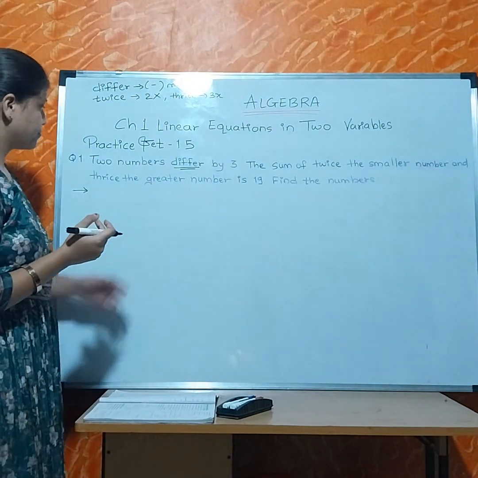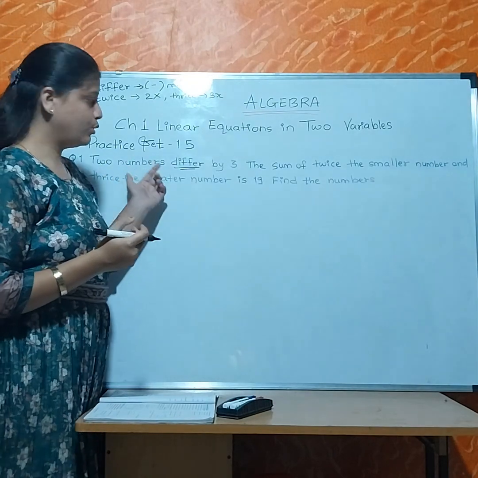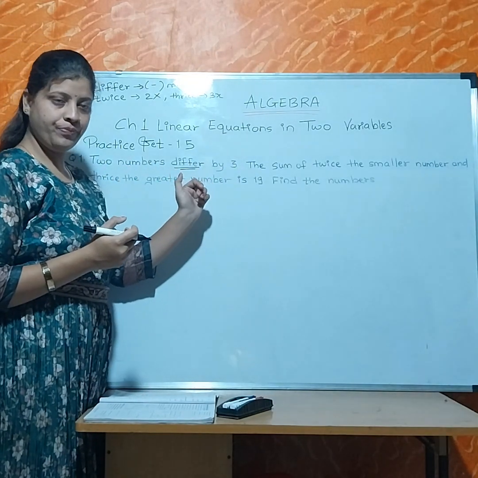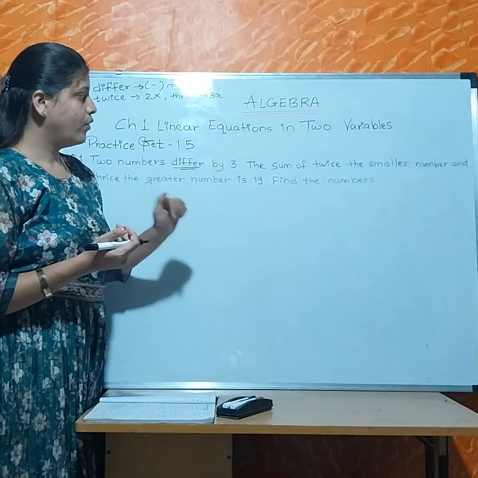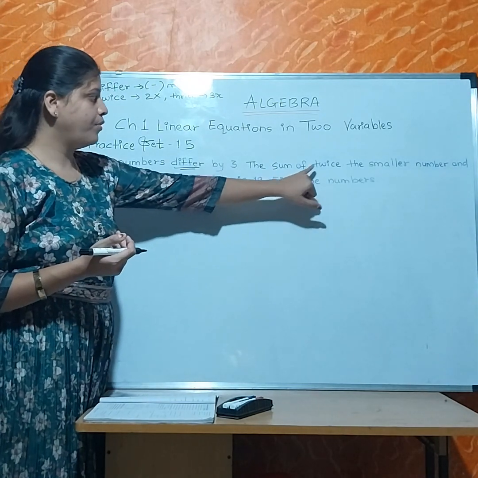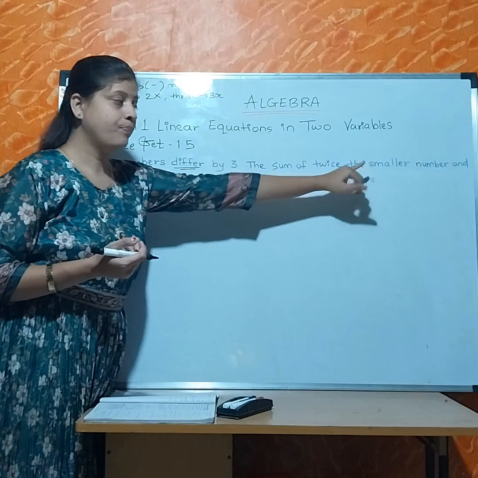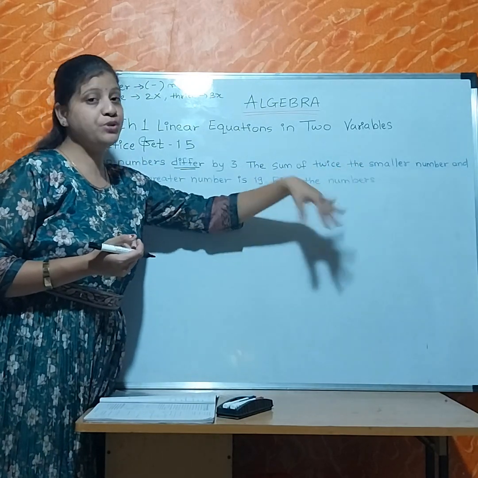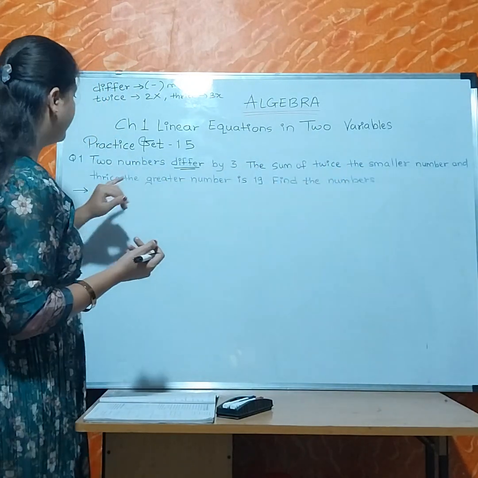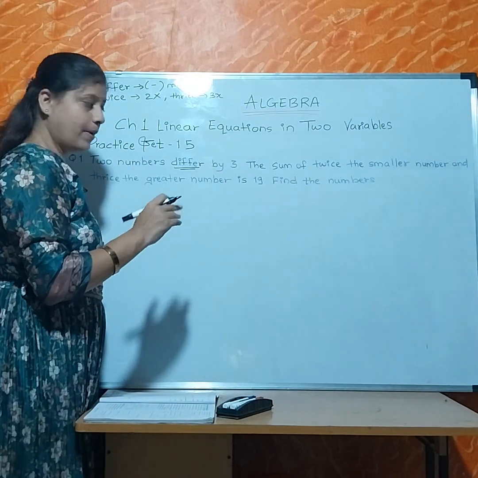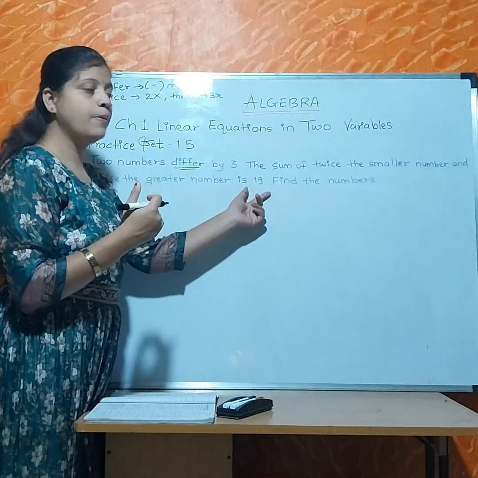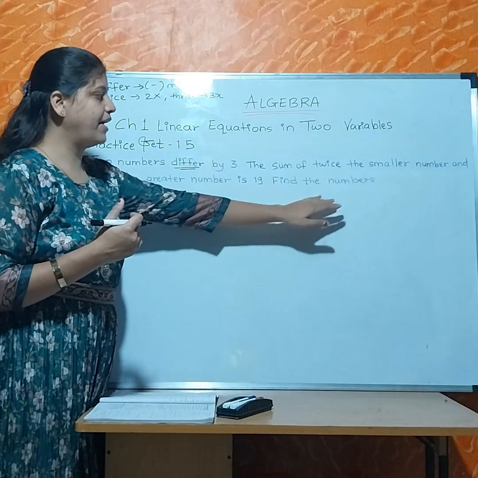Now see, they have given two numbers differ by 3. One is a smaller number and the other is a greater number. The sum of twice the smaller number, 2 times the smaller number, and thrice the greater number, means 3 times the greater number, is 19, and we have to find the numbers.